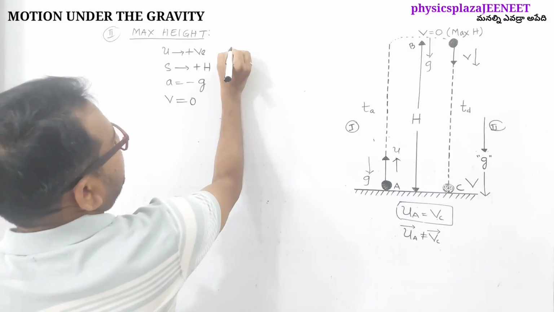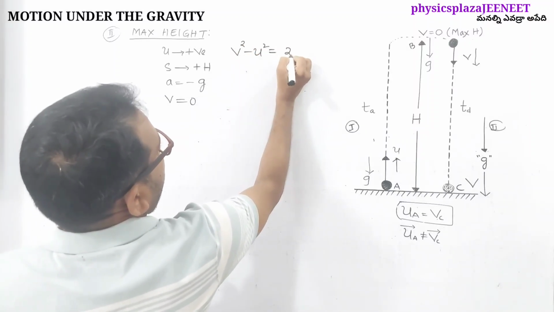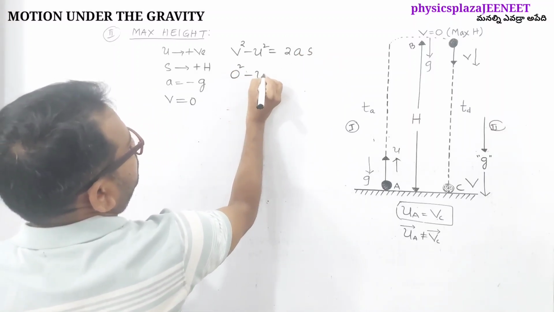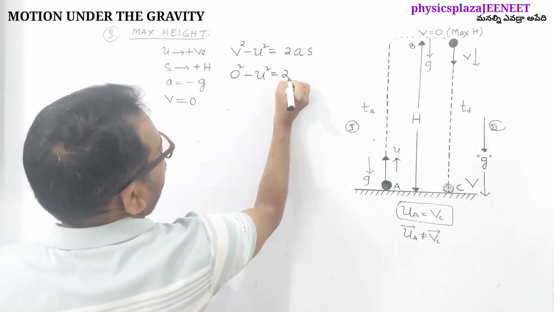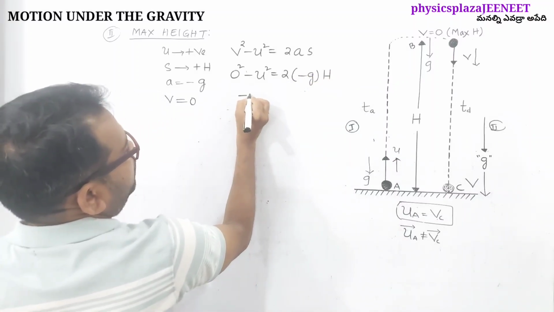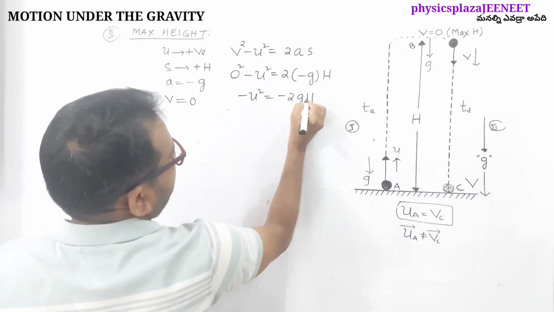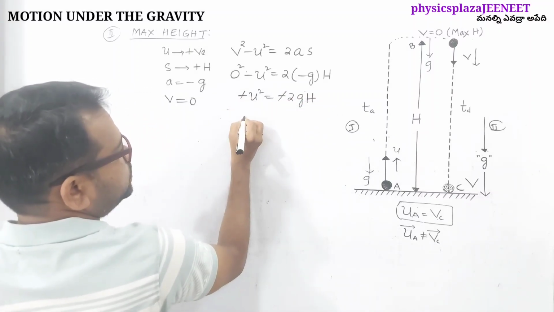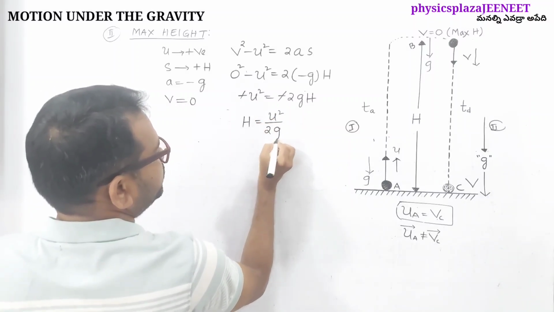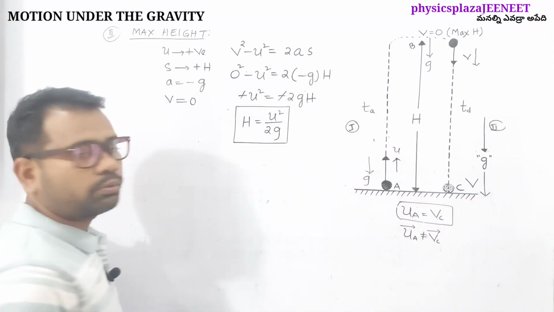Now let us consider the second equation of motion: v square minus u square is equal to 2as. So this is 0 square minus u square is equal to 2 into minus g into h. So minus u square is equal to minus 2gh. Minus minus cancel, so h is equal to u square by 2g. This is the formula to calculate the maximum height attained by an object.